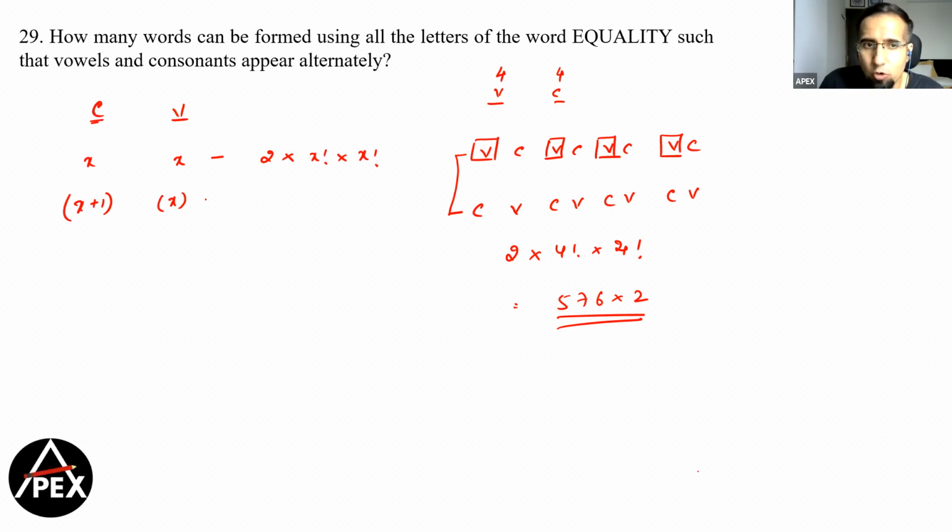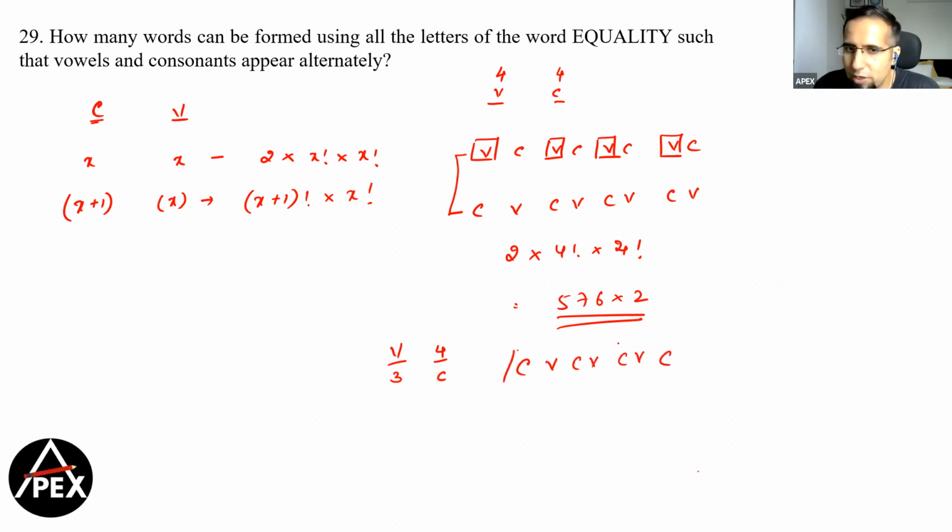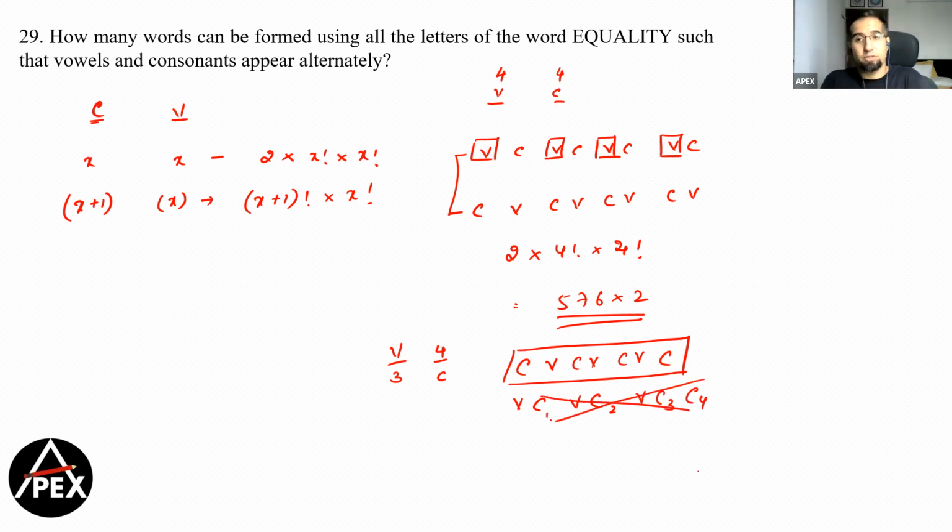Okay. If one group is one more than the other, then the alternate arrangements will be (x+1)! times x! only. Let's say I have 3 vowels and 4 consonants, so you will have only one arrangement. You can see CV, CV, CV, and C. This will be the only arrangement that you will have. If you start with a vowel, you see vowel, consonant, C1, C2, vowel, consonant, and there is no more vowel. So there has to be a 4th consonant, which will not be an alternate arrangement.